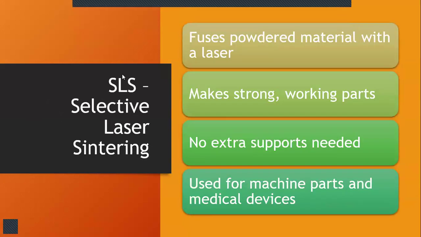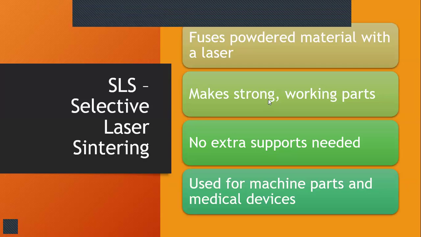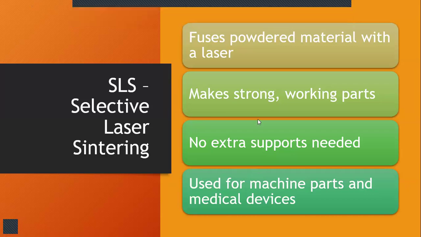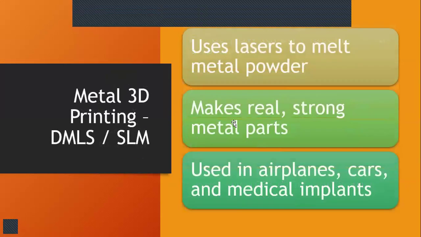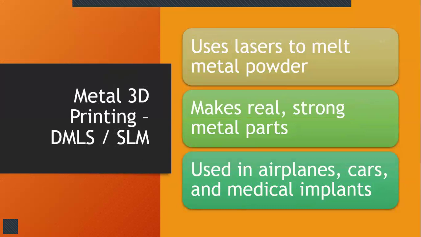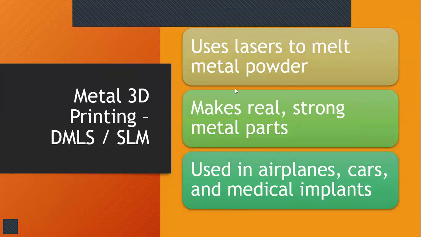SLS, selective laser sintering, basically uses lasers to fuse powdered materials. So if you want to create very strong working parts, you can use this mechanism, especially for medical devices and machine parts. And finally, if you want metal-based 3D printing, you can use DMLS and SLM-like techniques. I hope you got some idea about the different types of this.